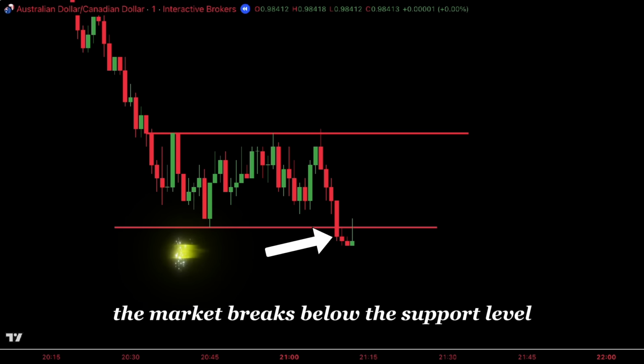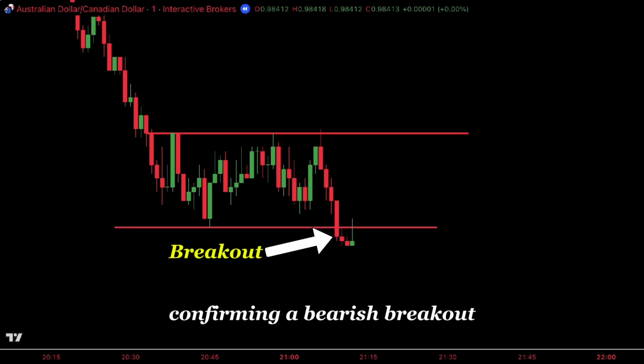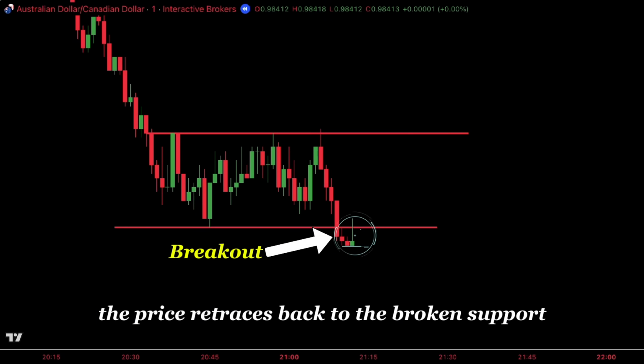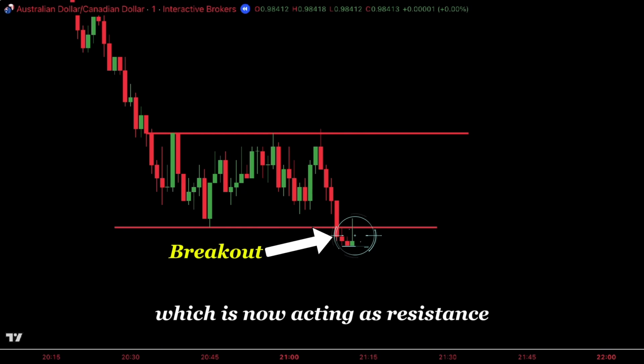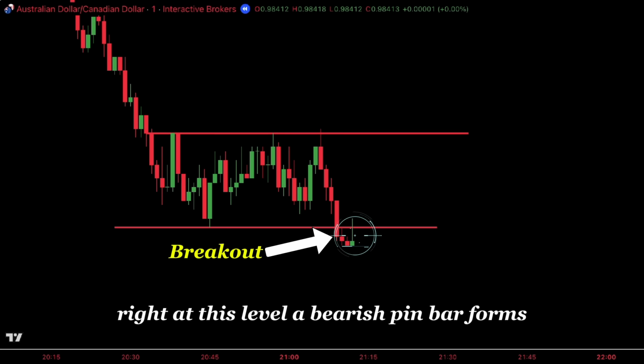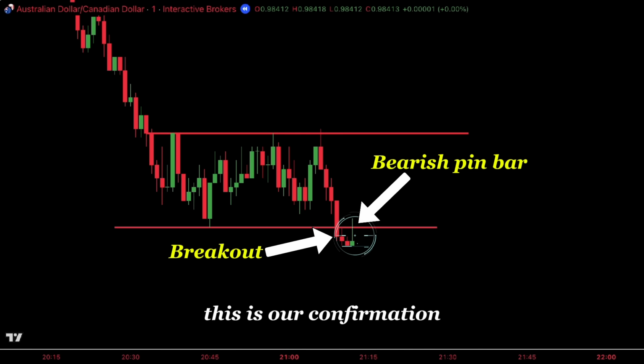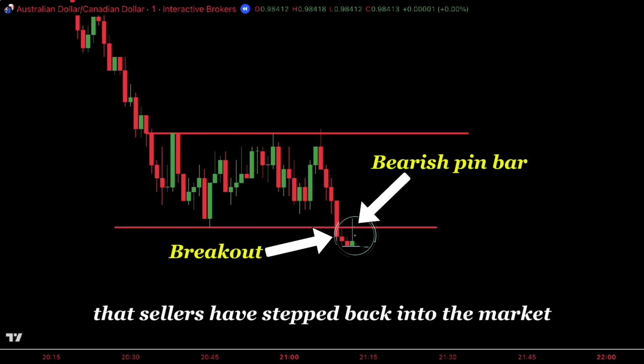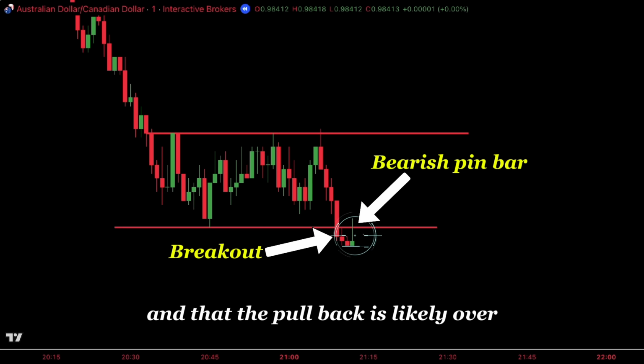The market breaks below the support level, confirming a bearish breakout. Instead of selling immediately, we wait for the pullback. A few candles later, the price retraces back to the broken support, which is now acting as resistance. Right at this level, a bearish pin bar forms. This is our confirmation that sellers have stepped back into the market and that the pullback is likely over.